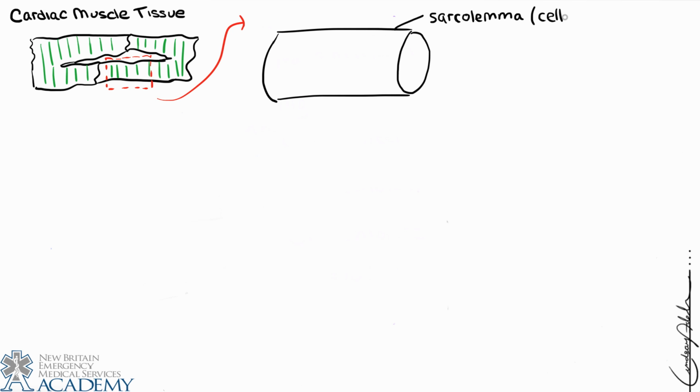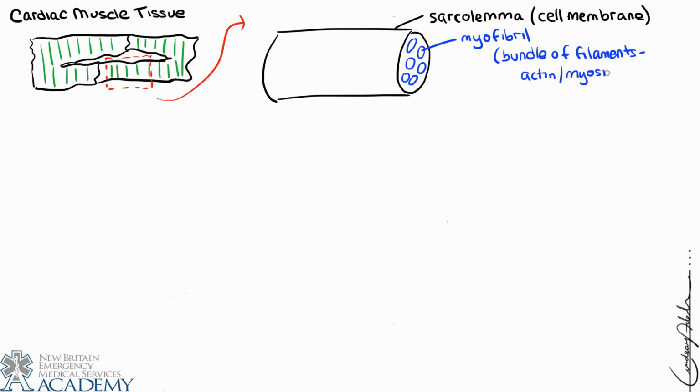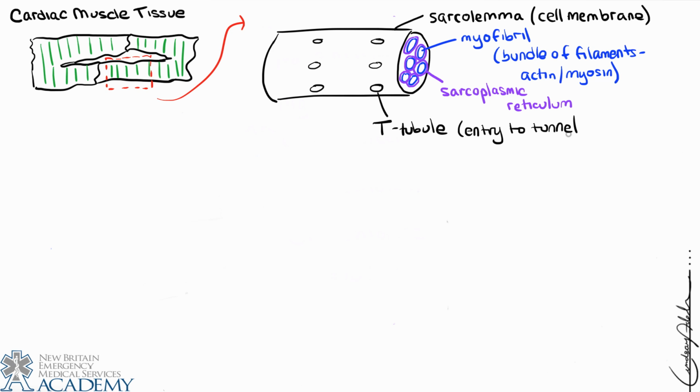So first we have our sarcolemma, which is the cell membrane of a muscle cell. And inside of the cell are many myofibrils. Myofibrils are bundles of filaments, particularly actin and myosin. Surrounding the myofibrils is the sarcoplasmic reticulum, which is comparable to endoplasmic reticulum in other cells, but in muscle cells we call it sarcoplasmic reticulum, and it's really notable for storage of calcium. We also have structures called T-tubules, which are basically like tunnels throughout the muscle cell. And then we also have abundant mitochondria.